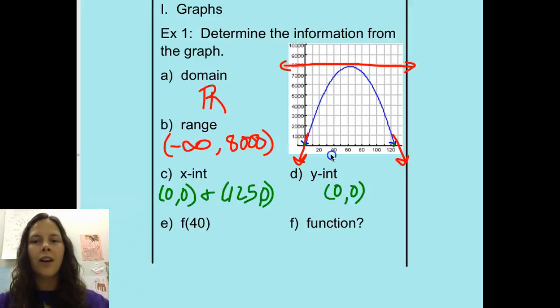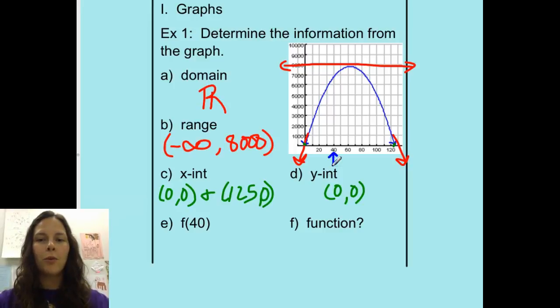f of 40, evaluating the function at 40. So what we do is we look over to where 40 is on the x-axis and then slide up to where it hits the graph, and we read that point. It looks like it's just shy of 7,000.